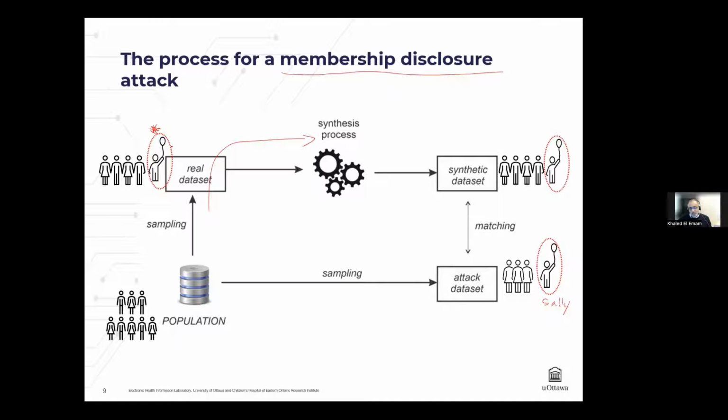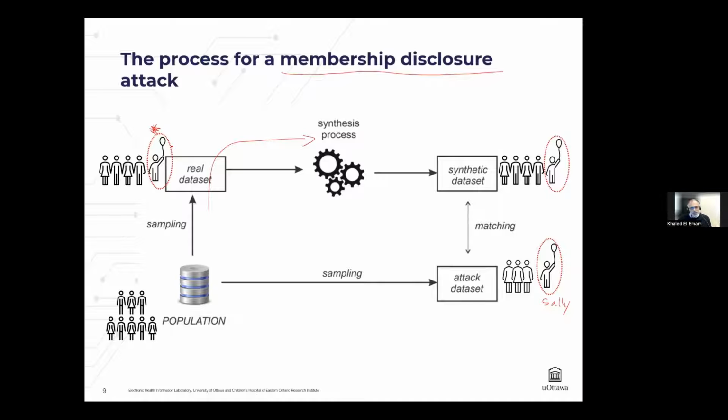And the reason this is potentially a disclosure risk is if the real data set consists of people who participate in a particular study or have a particular disease, or who have received a particular treatment, then you learn something new about Sally.